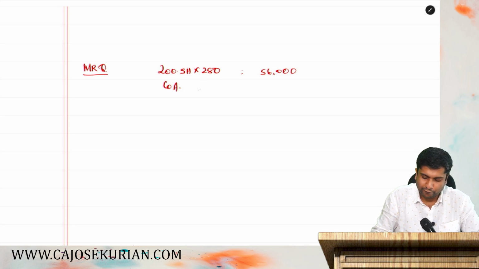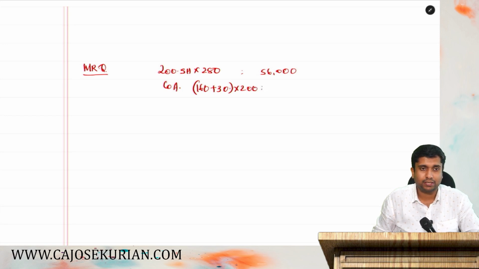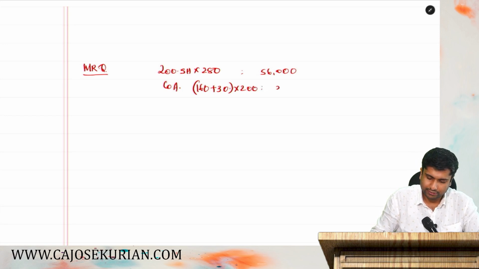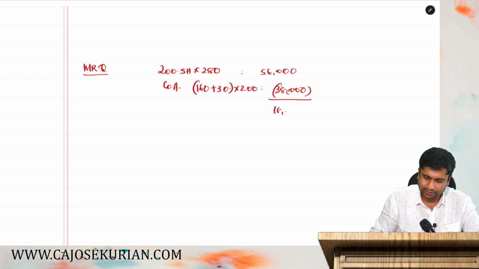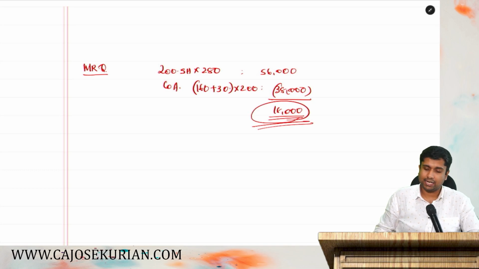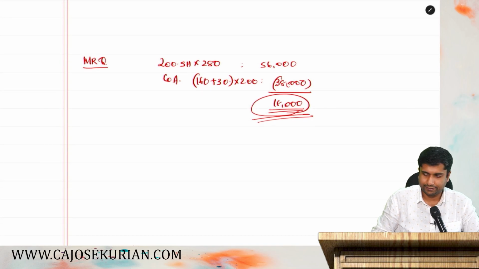Cost of acquisition for him: he purchased right shares by paying 160, plus he purchased right entitlement for 30 into 200 shares. So how much will be his cost of acquisition? 38,000. Now you tell me how much will be his capital gains? 18,000. That will be his capital gains, and that is the final answer to the question. I hope it is clear.